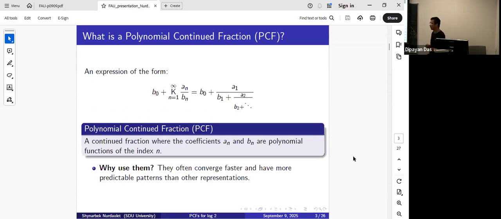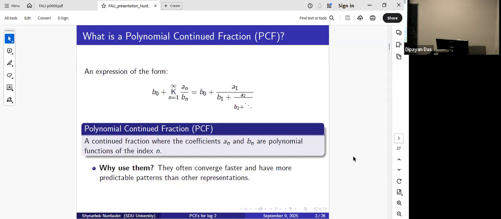Before moving to polynomial continuous fractions, I think we should first discuss what continuous fractions are. So this is normally a continuous fraction representation. Here we will have b0 plus an divided by bn. This K stands for Kettenbruch, I think, the German word for identifying continuous fractions. This is the symbol used, and it is represented like this: b0 plus a1 divided by b1, and so on. This is normally a generalized continuous fraction.